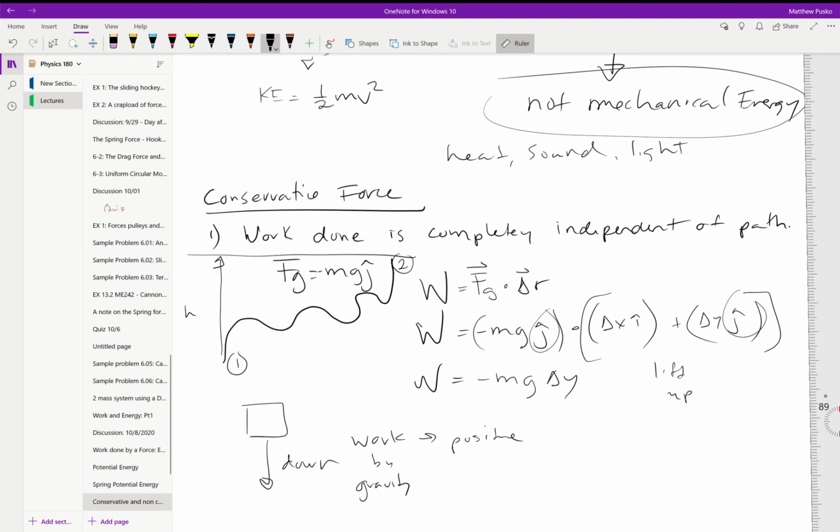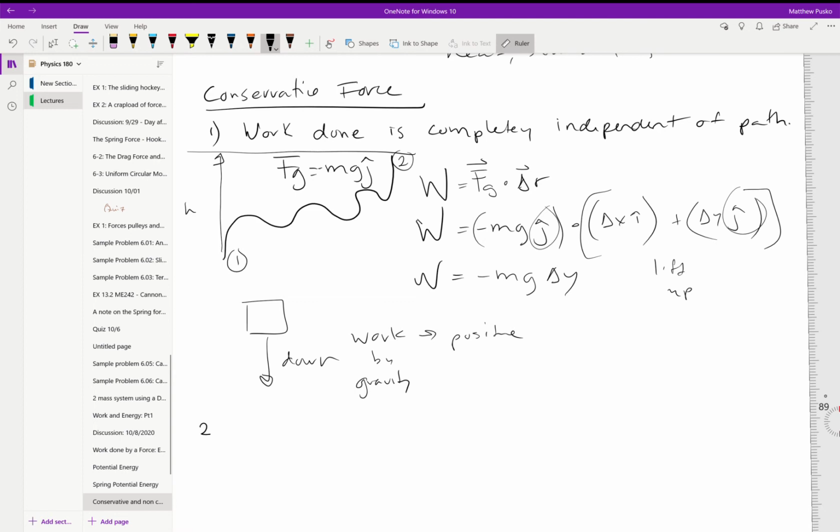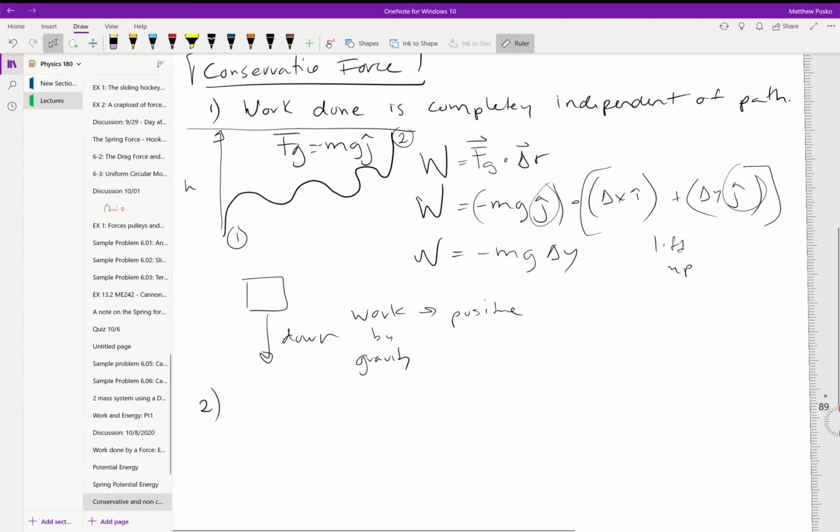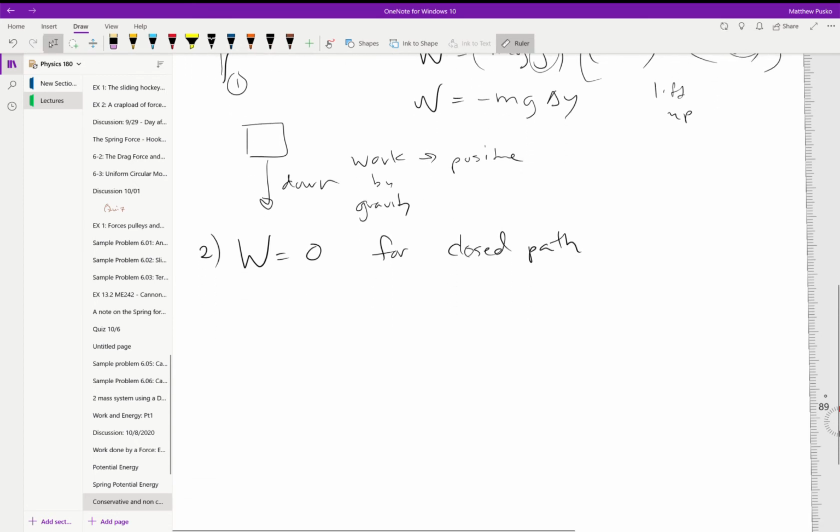Okay, definition number 2 for a conservative force. If you move in some closed path, then the work is 0. What do I mean by a closed path? Alright, let's use the gravitational example, and we can use a spring example also too. A closed path. That means we can look at this a couple ways.